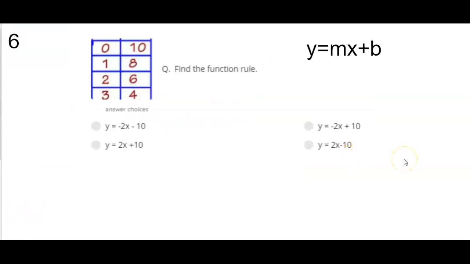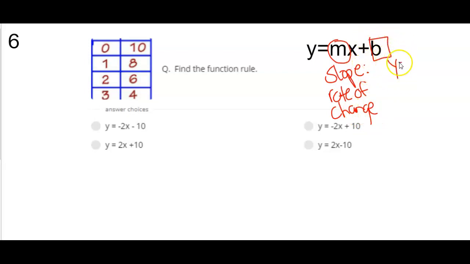All right, write the function rule. And there's a hint over here, y equals mx plus b. This is our equation of a line. This is also our function rule. Remember, the m is the slope or the rate of change. That's the definition of slope, rate of change. And the b is the y-intercept, or where it starts at, where it crosses the y-axis.